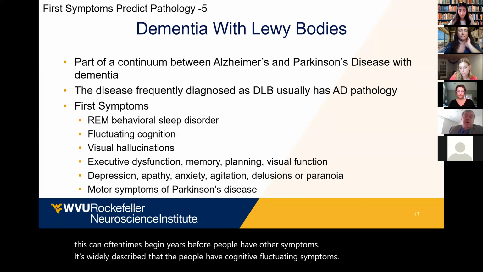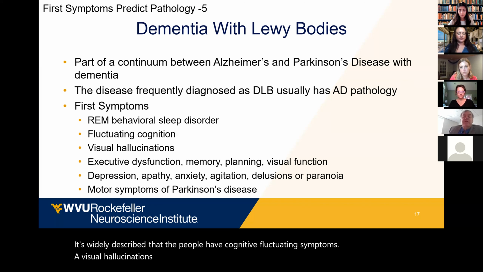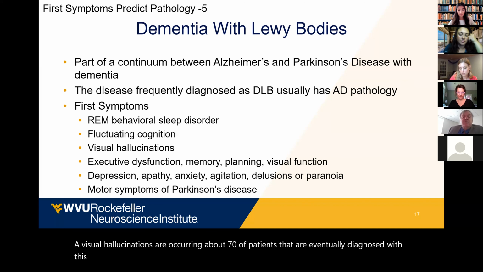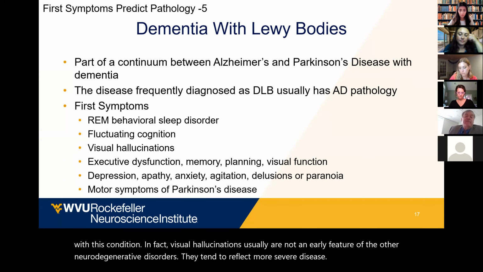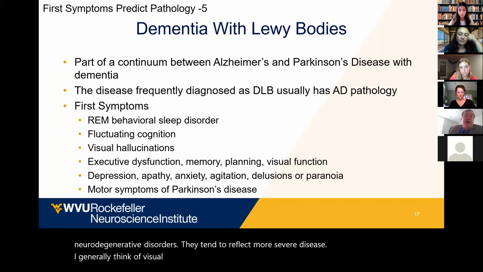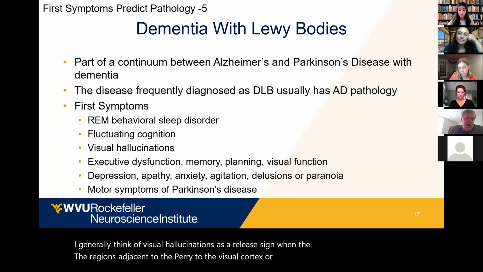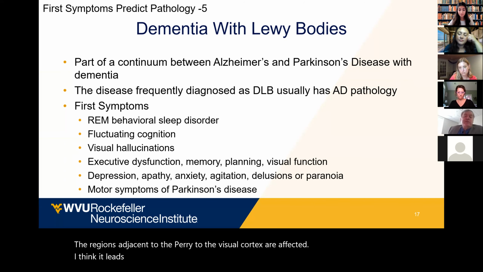Visual hallucinations occur in about 70% of patients that are eventually diagnosed with this condition. In fact, visual hallucinations usually are not an early feature of the other neurodegenerative disorders. They tend to reflect more severe disease. I generally think of visual hallucinations as a release sign when the regions adjacent to the visual cortex are affected. I think it leads to the brain sort of making it up.